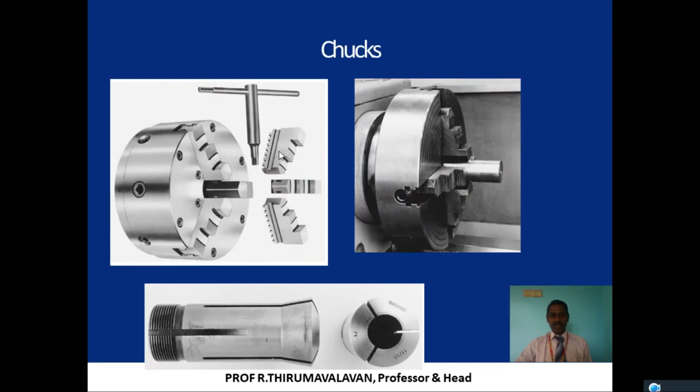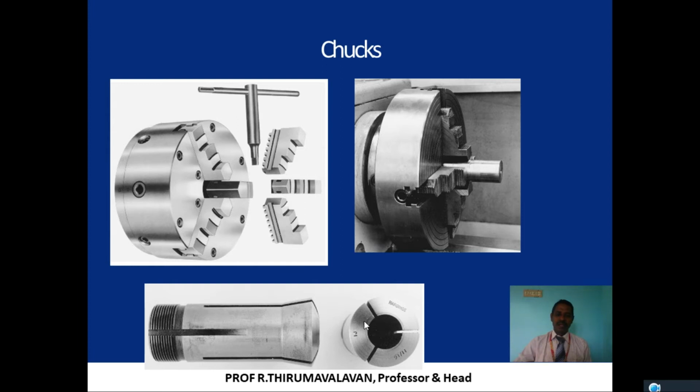This chuck also has another name, the independent chuck. One is dependent, the other is independent. The 3-jaw is the dependent chuck: if you move one jaw, all the other jaws will move. The 4-jaw chuck is what we call the independent chuck. Independent means each jaw can move individually, one by one, not all at the same time.